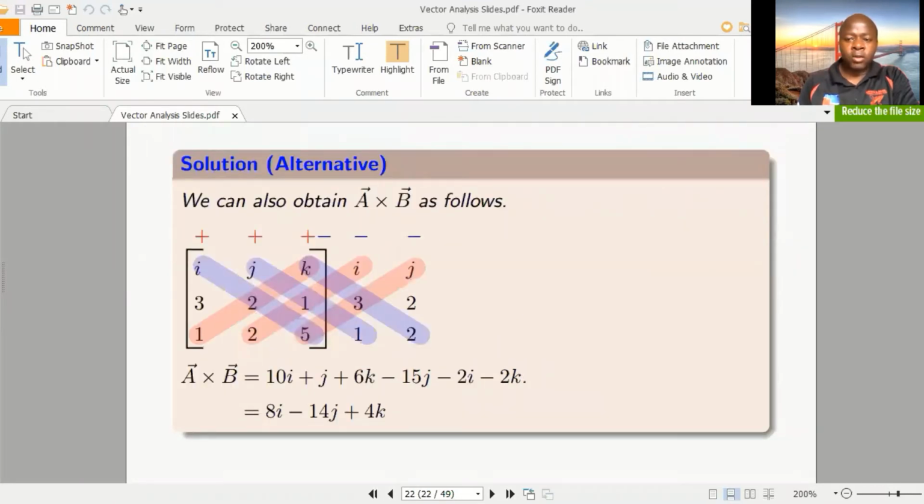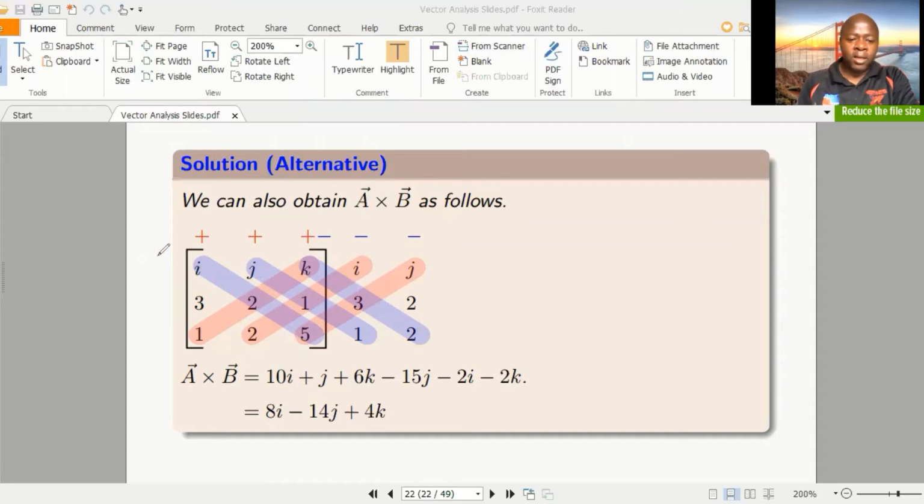Now, I said that I'll show you another easier way of finding the cross product. So the easier way that I used is this. So this is IJK. That's the same matrix that we had above. I've just brought it here. IJK 3, 2, 1, 1, 2, 5. Then I take these two columns, the column of I and the column of J, and add them here.